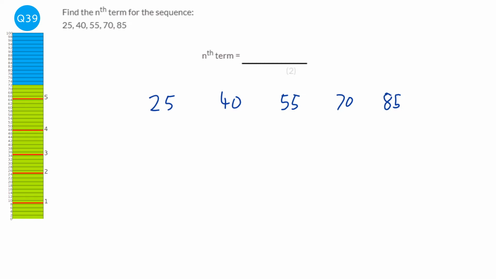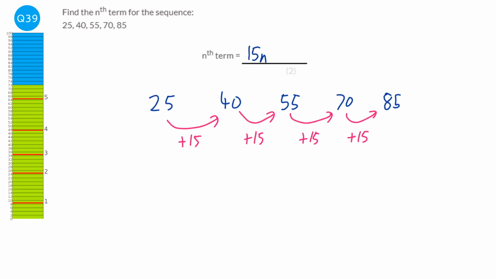So first thing we're going to do is work out what the sequence is going up in, and we can see here that we're adding 15 each time in our sequence. And whatever the sequence is going up in is what goes before n, so it's going to be 15n. Now 15n would give us the 15 times table, and this isn't the 15 times table.